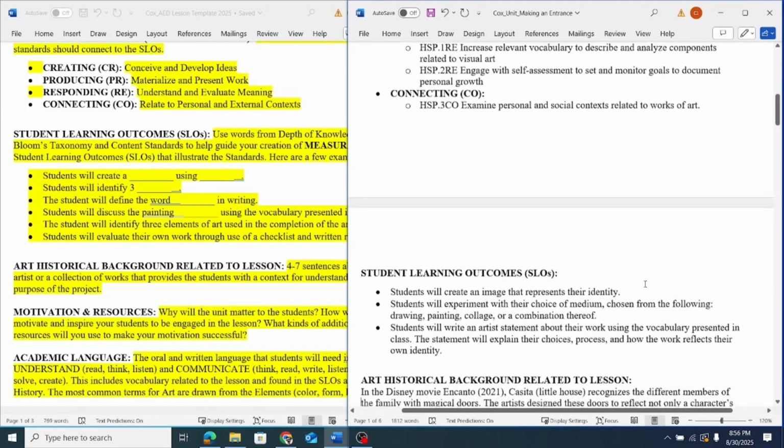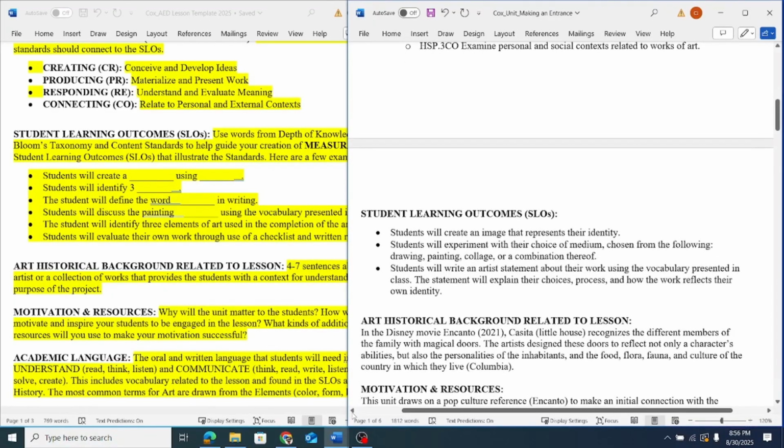Go over to mine. So if you look at this, you can see I actually have fewer student learning outcomes than I had standards. That's because some of the standards I tied two of them into one outcome. So students will create an image that represents their identity. Students will experiment with their choice of medium chosen from one of the following: drawing, painting, collage, or a combination thereof. And students will write an artist statement about their work using the vocabulary presented in the class. The statement will explain their choices, process, and how the work reflects their own identity. If I scroll back up, you can probably find where those are paralleling.